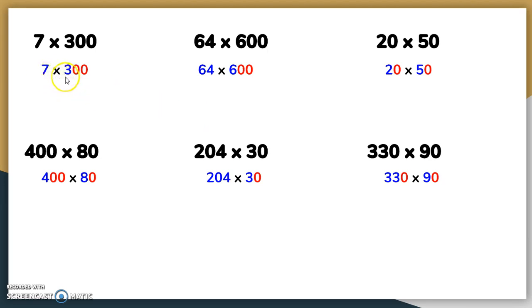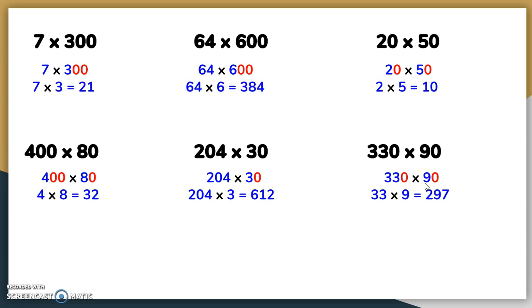So in this one, I'm only going to focus on the 7 times 3. Here I'm focusing on 64 times 6, 2 times 5, 4 times 8, 204 times 3. Why am I focusing on this 0? Why did I include that? Because it's not on the end. It's in the middle. So I have to include it here. And then 33 times 9. That's the only multiplication I'm actually going to worry about.